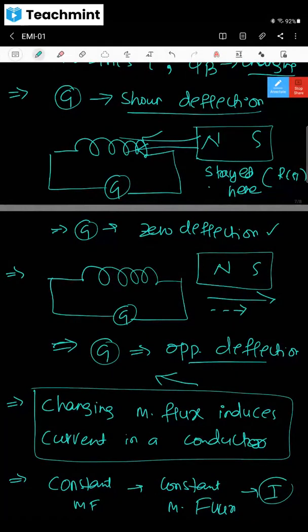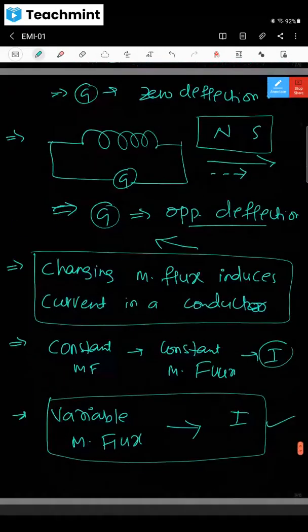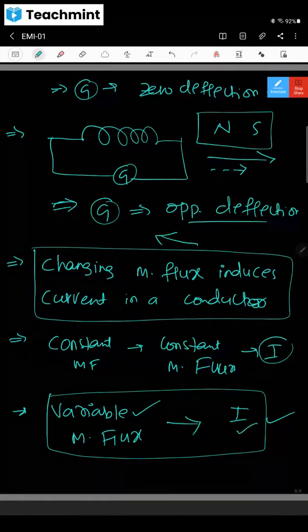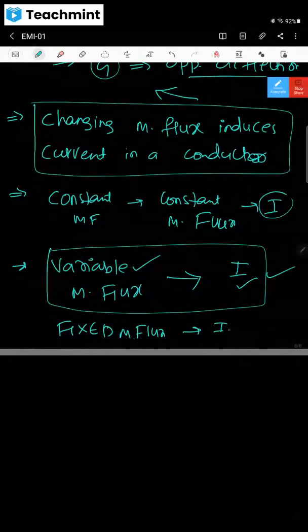Somehow magnetic flux has to be increasing or decreasing. Whatever magnetic flux is there, it should be variable, then only I will get the current. If magnetic flux is fixed, I won't get any current. Due to this fixed magnetic flux, I won't be getting the current. Is it clear? Yes, sir. Is it clear?